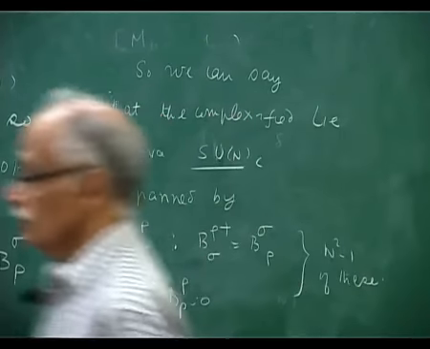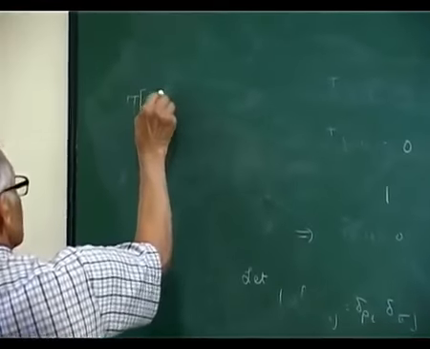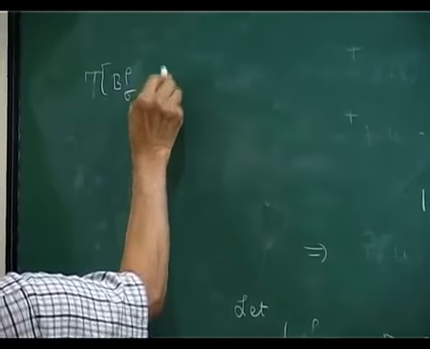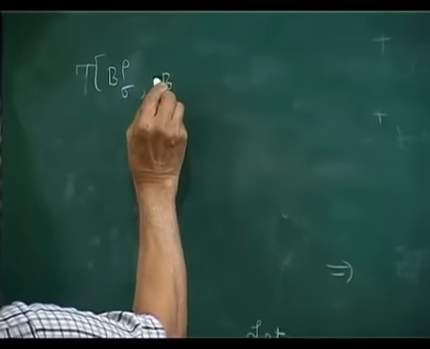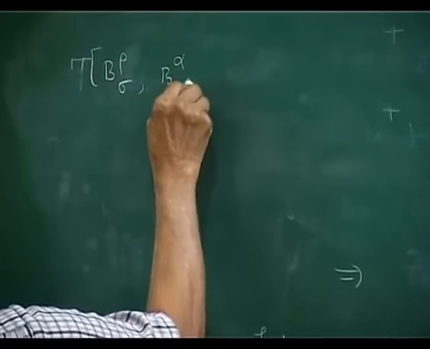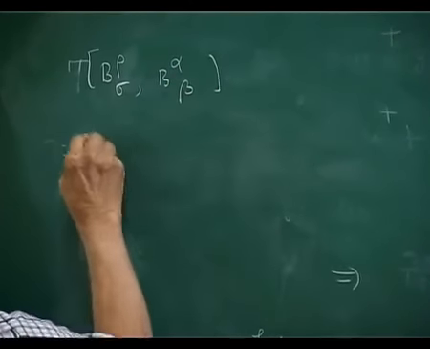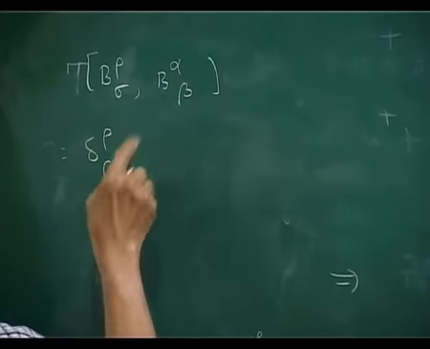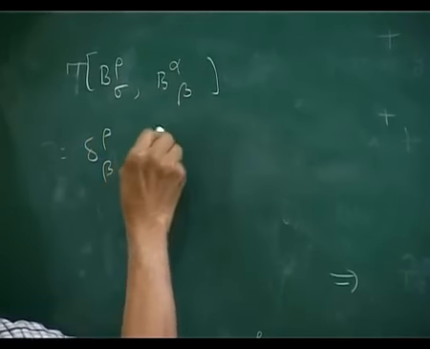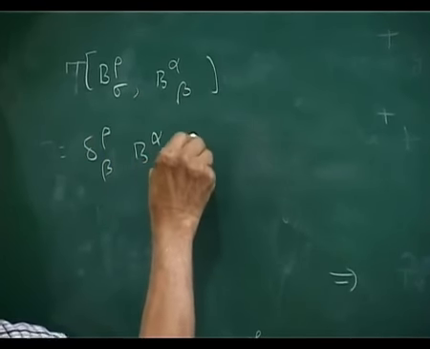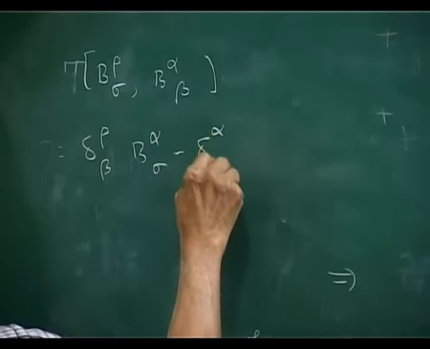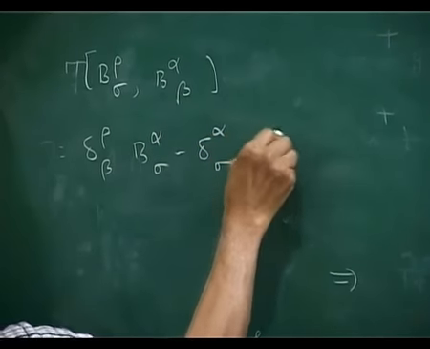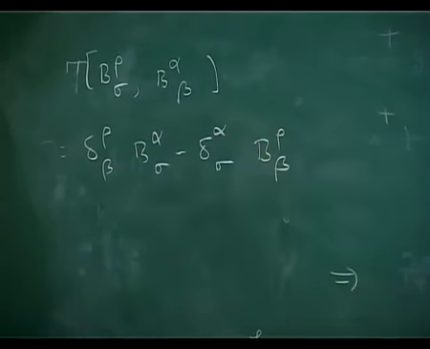Okay. With the commutation relations, which I will work out, B rho sigma, B alpha beta is delta rho beta B alpha sigma minus delta alpha sigma B rho beta.